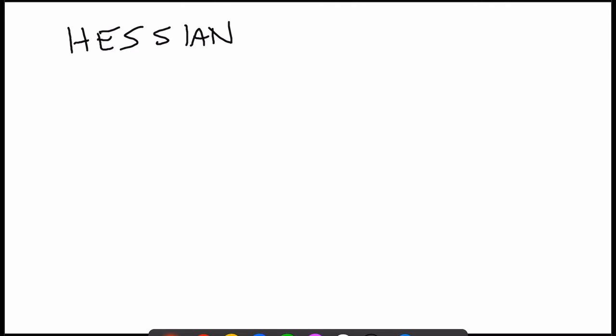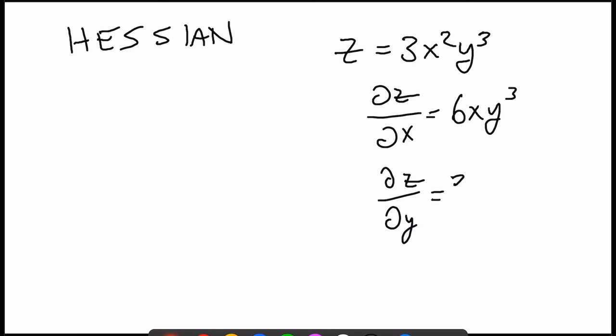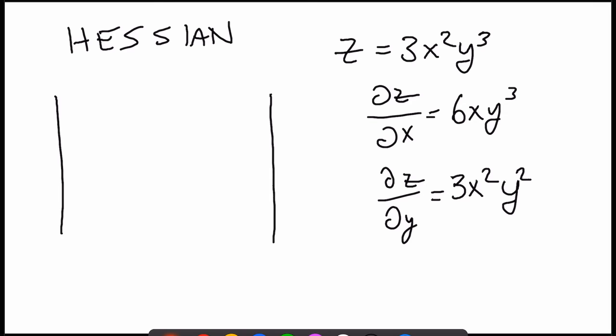So let's say that z equals 3x squared y cubed. All right, are we good? So the partial of z with respect to x is 6xy cubed. The partial of z with respect to y is 9x squared y squared. Okay? Now I can build a matrix.